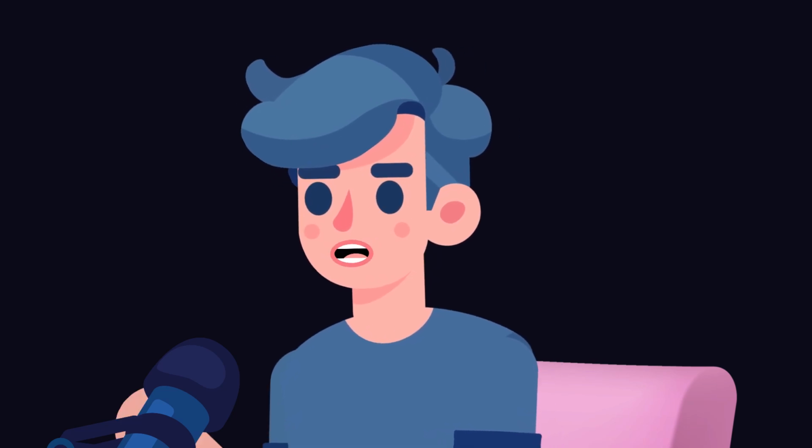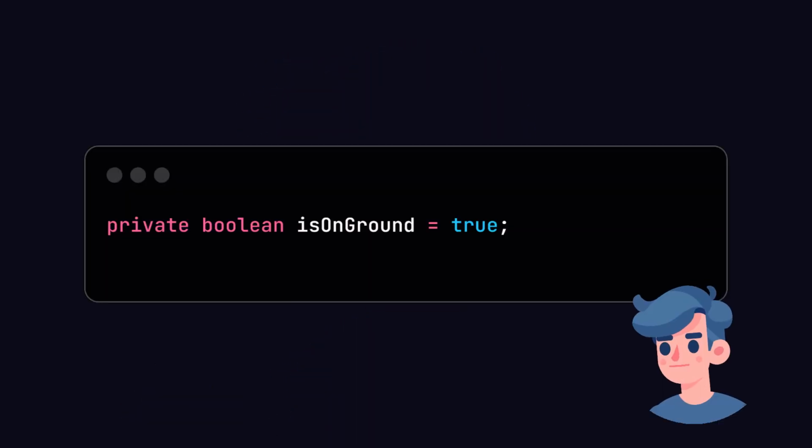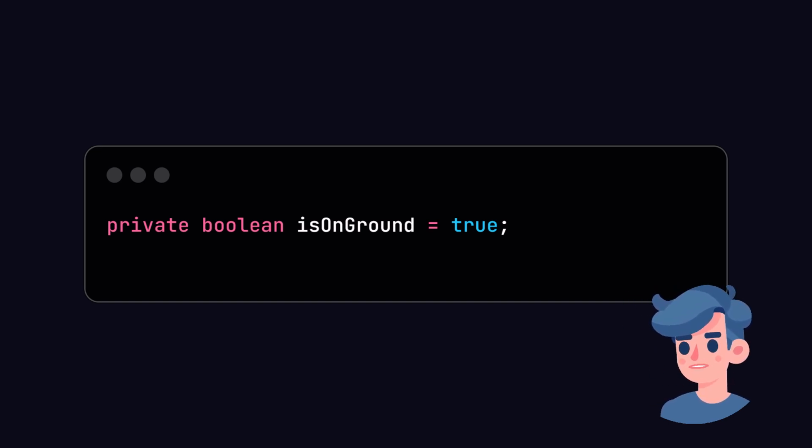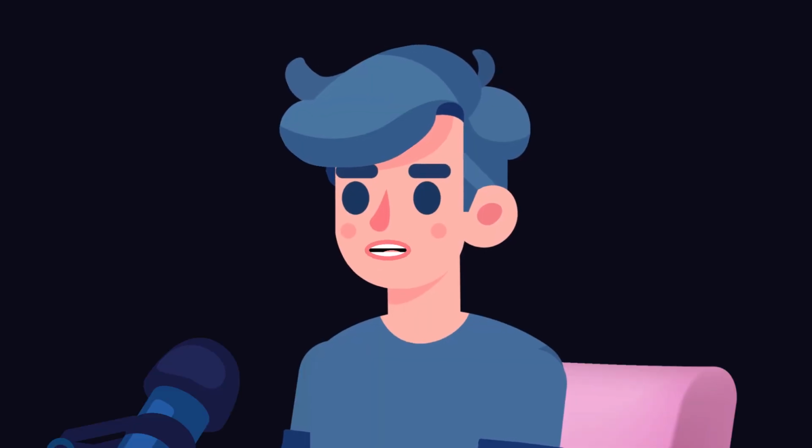Next, let's add jumping mechanics so our player can jump over these obstacles. To implement jumping, we will need to keep track of the player's vertical position and apply some gravity. Firstly, let's add a Boolean variable to keep track of whether the player is on the ground or not. Now let's modify the movement listeners to implement jumping logic. We will create a new key mapping for jumping and check if the player is on the ground when pressing the jump key. This new jump mapping will allow the player to jump when they hit the spacebar.